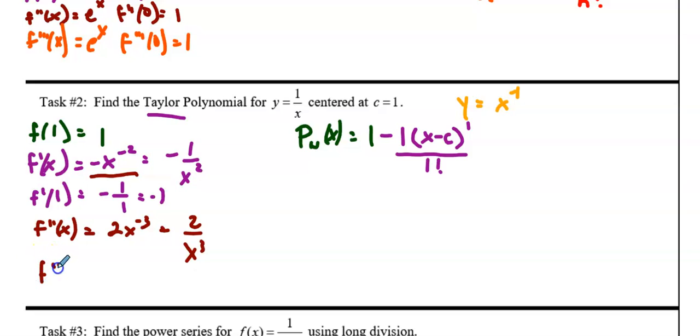I'm going to go ahead and plug in 1 to my second derivative, and I'm going to get 2 over 1, which is going to be equal to 2. So my next term is 2. So it's going to be plus 2, and then I'm going to do x minus, oh shoot.